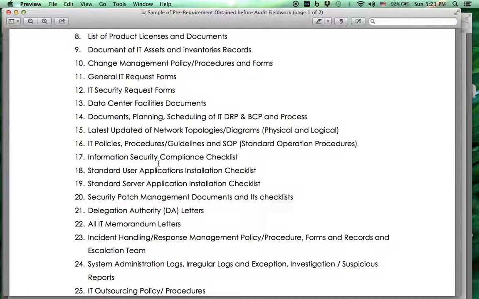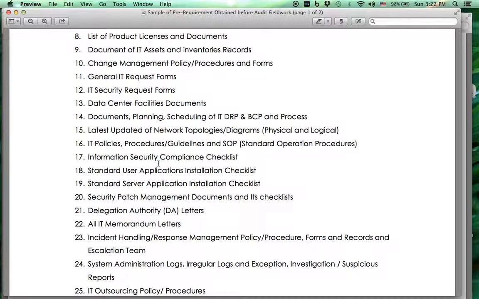This checklist can happen during the deployment or pre-deployment, related to the IT security concern. Number 18, we also obtain the checklist on standard user application installation. This particular area supports the helpdesk management.